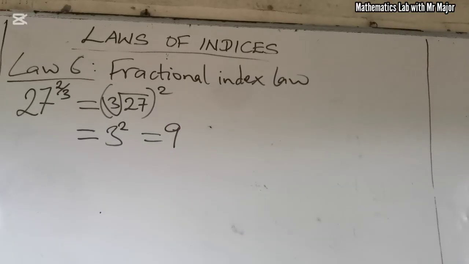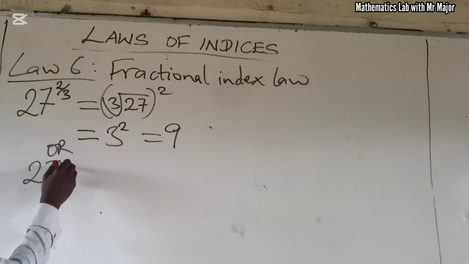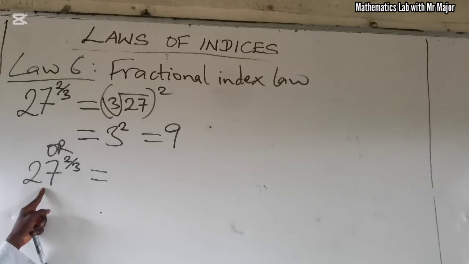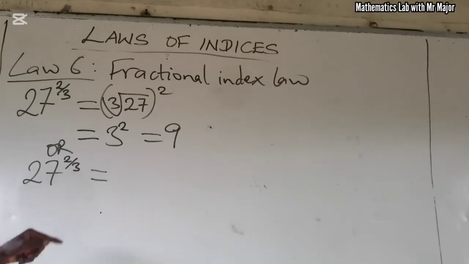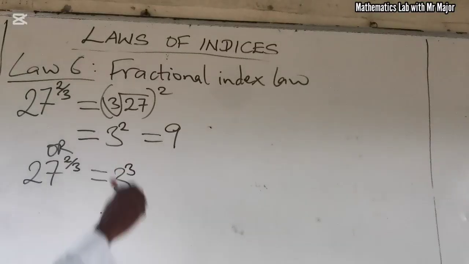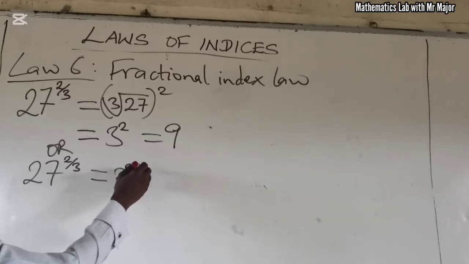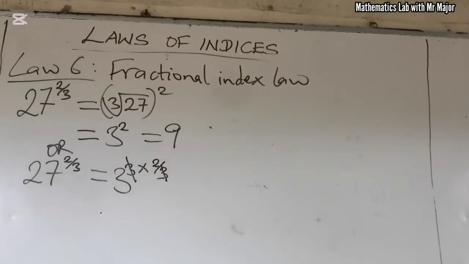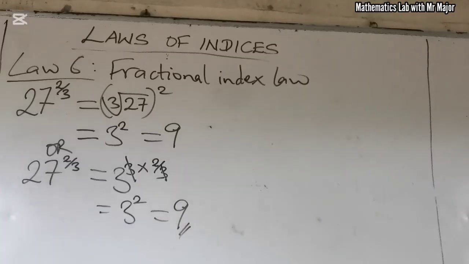Again, you can use the second method I used for the previous ones. That means 27 raised to power 2 over 3 is equal to, you look for a number which when multiplied by itself thrice, 3 times, will give you 27, since the denominator here is 3. And that number is 3. 3 raised to power 3 is another way of writing 27. Because this is equal to 27. Then times the power that was already there, 2 over 3. Here, 3 will cancel 3. You are now left with 3 raised to power 2. Again, 3 raised to power 2 is equal to 9.